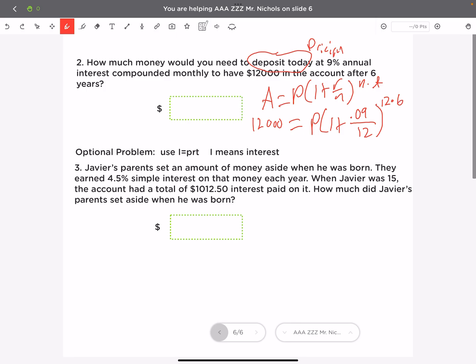Because we're compounding monthly, we take our annual interest rate divided by 12, because we only earn 1/12 of that each month, but we're not doing it 6 times. We're actually compounding 12 times 6, 72 times.